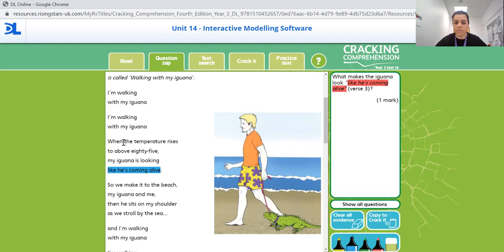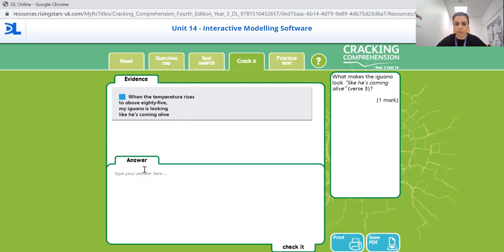Now we're going to have a read of this verse. When the temperature rises to above 85, my iguana is looking like he's coming alive. So all of that will help us with our answer. I'm going to move that over to here. If I press this and go on to crack it, this is the bit that I've just highlighted in blue. When the temperature rises to above 85, my iguana is looking like he's coming alive.